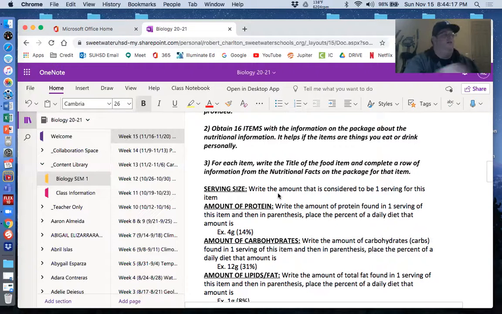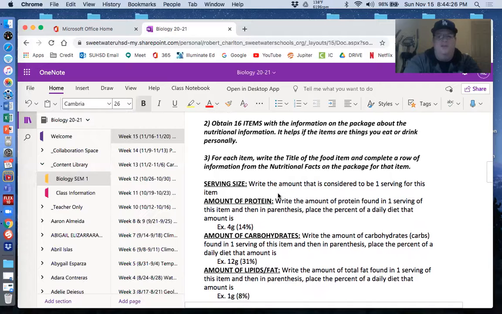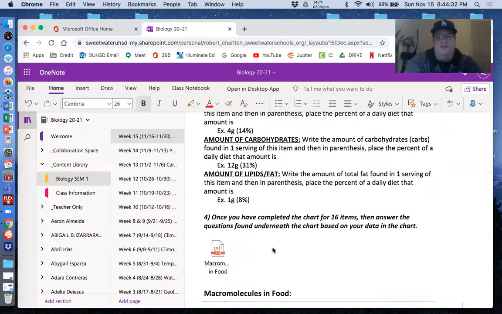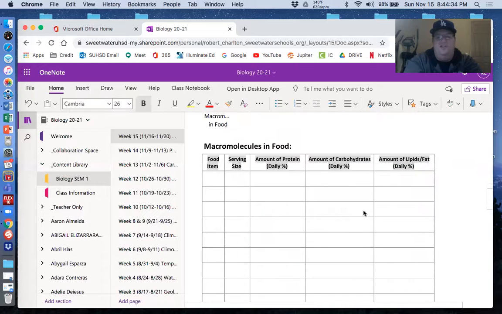I've got a Costco huge monstrous box of Cheez-Its right here, so I'm going to show you how to do it off of this in just a second. And then you're going to pull information, what the serving size is, the amount of protein, the amount of carbohydrates, the amount of lipids and fat, and then you're going to record that in the chart that you recreated.